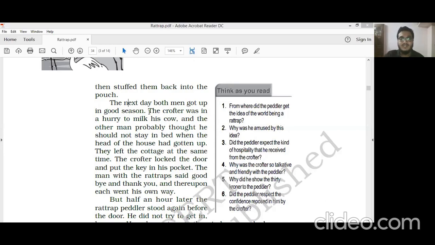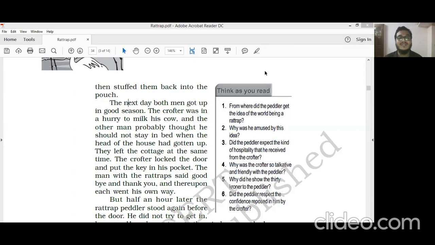They got up. The crofter was in a hurry to milk his cow, to drain out the cow and take out the milk. And the other man thought he should not stay in bed when the head of the house had gotten up. So I told you the same way: if the host is sleeping, you can sleep for long hours. If the host is not sleeping, you cannot feel comfortable sleeping in anyone's house for long hours. What will people think?